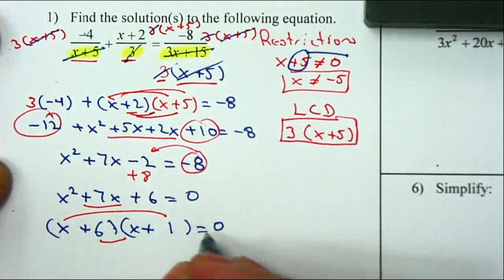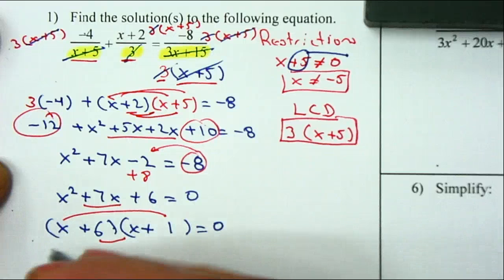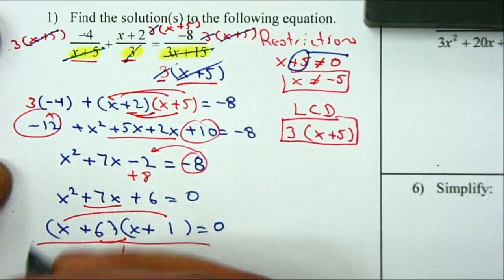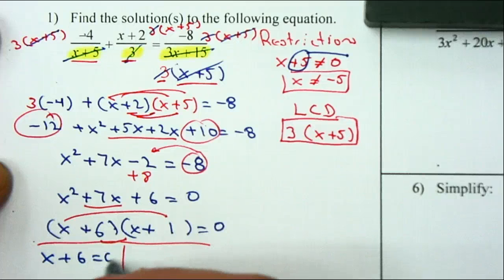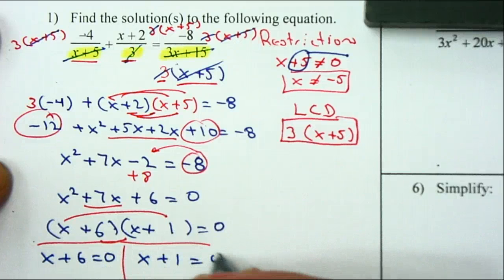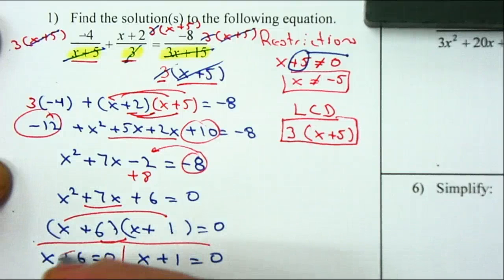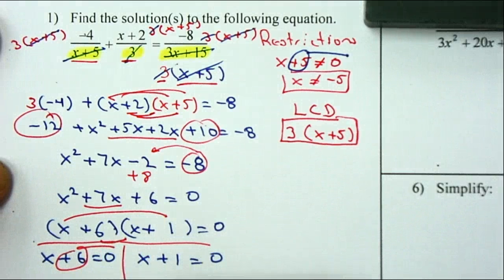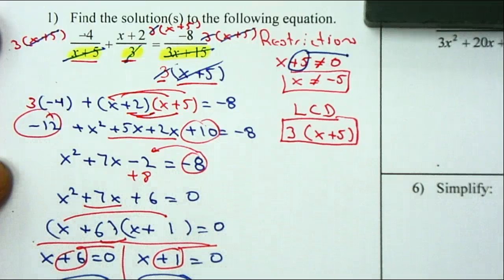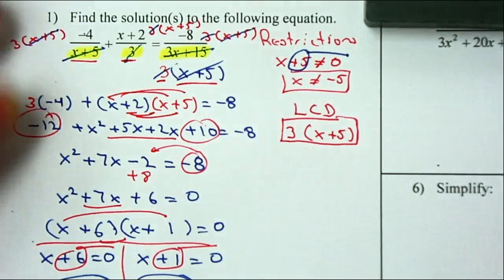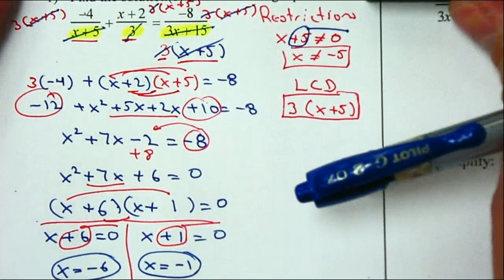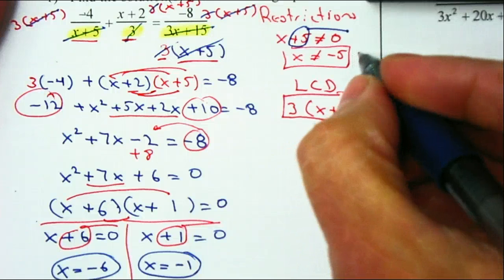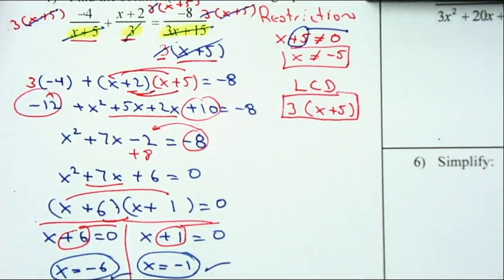Because they are multiplying and equal to 0, I can use my zero product property. That means that x plus 6 is equal to 0 or x plus 1 equal to 0. I'm going to solve it. Move the 6 to the right, becomes a negative 6. I'm going to move my 1 to the right, becomes a negative 1. And those are my two solutions. If you notice, they do not conflict with my restrictions, so both of them are okay.